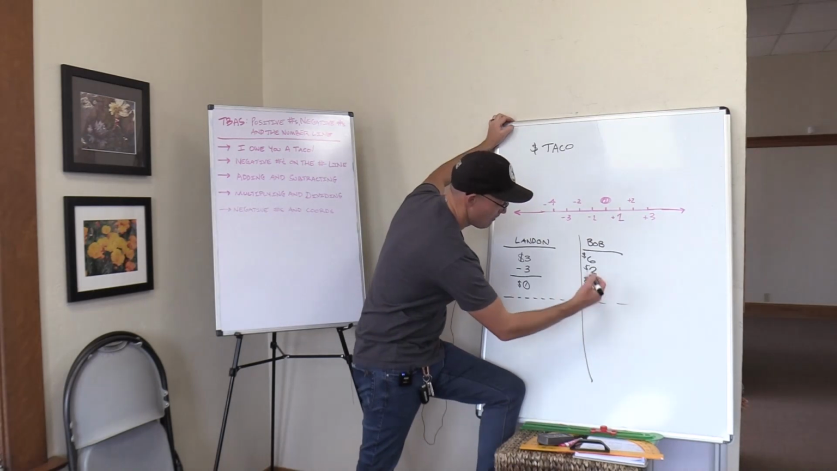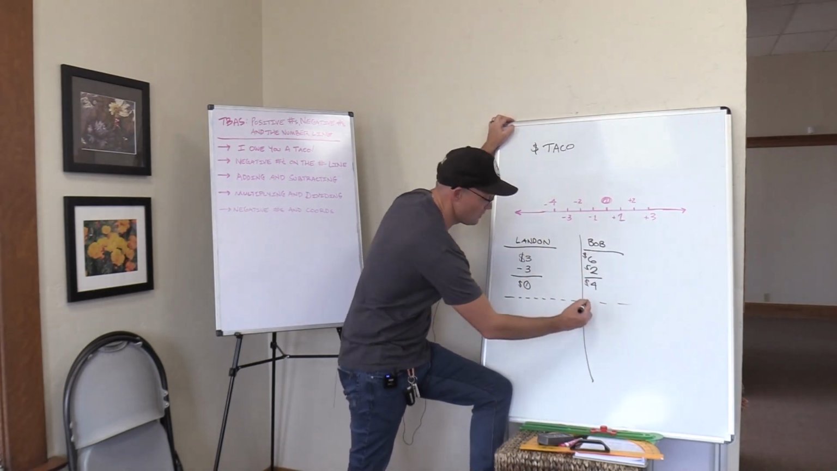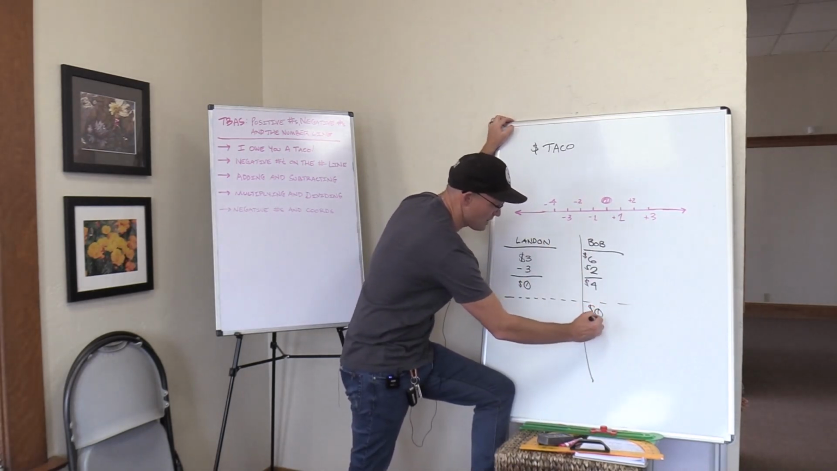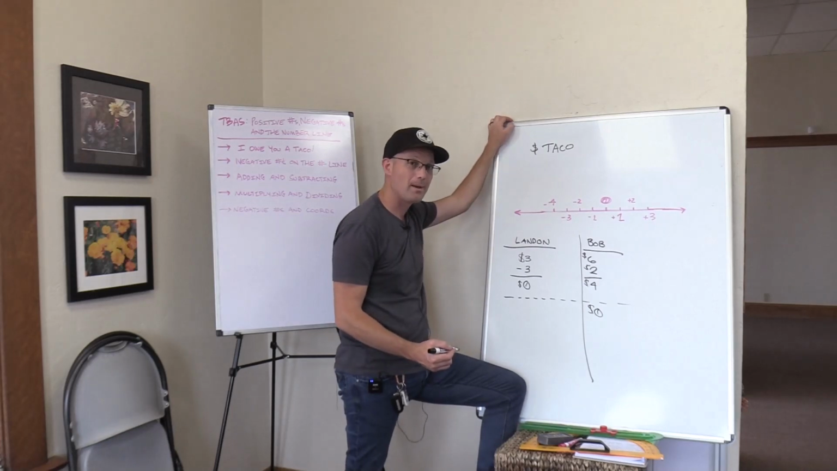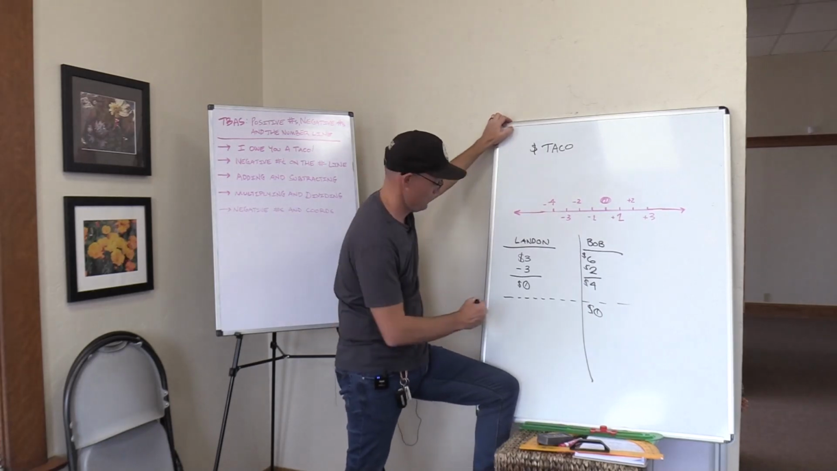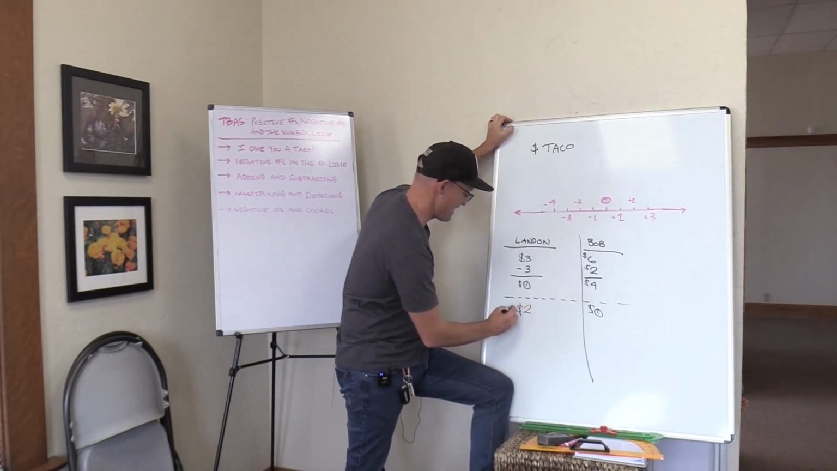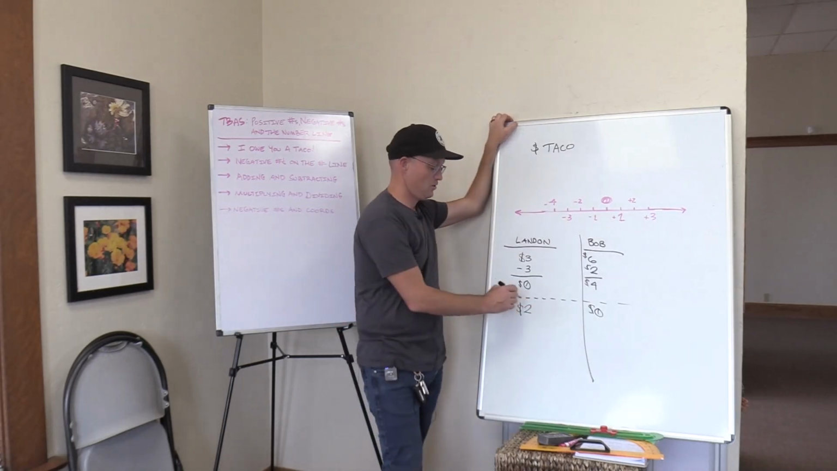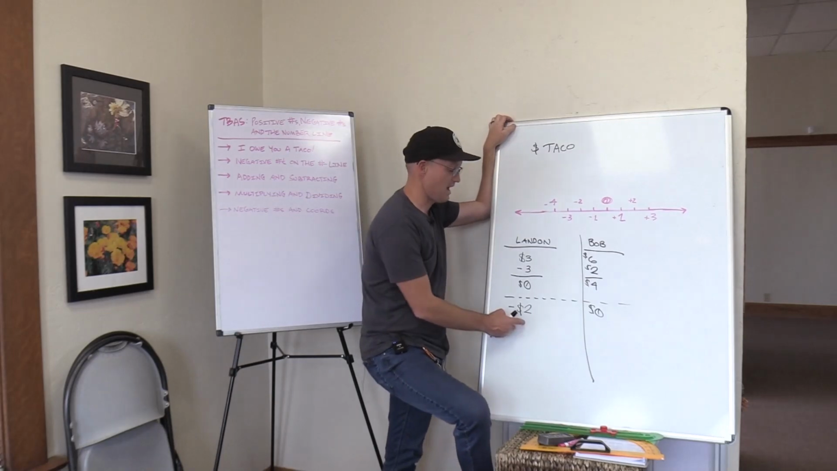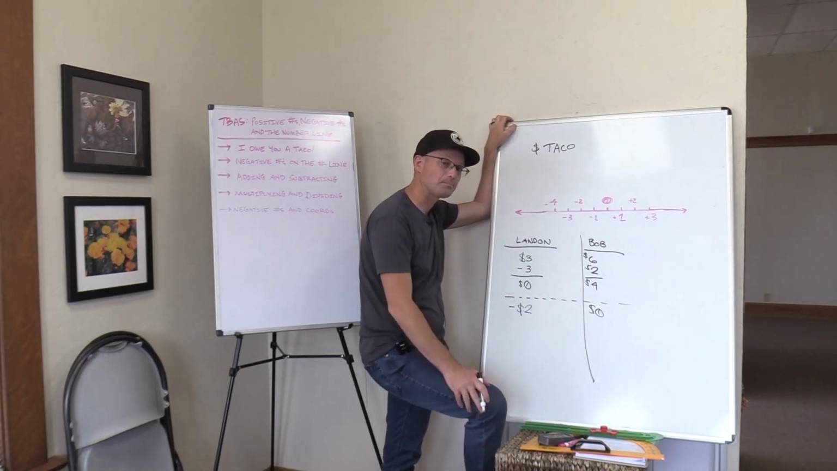Okay, so now Bob buys 4 tacos, he gives me 2. So Bob now has $0 in his wallet, right? But I owe Bob $2 now. So I have a negative $2 balance, right? Because I owe Bob some money now.